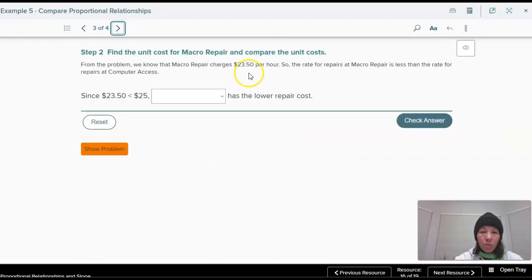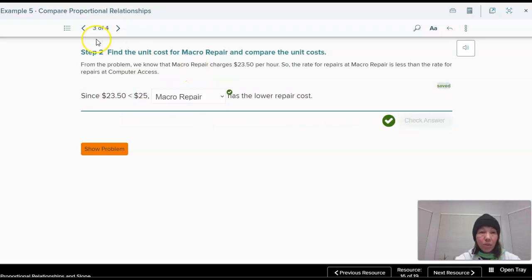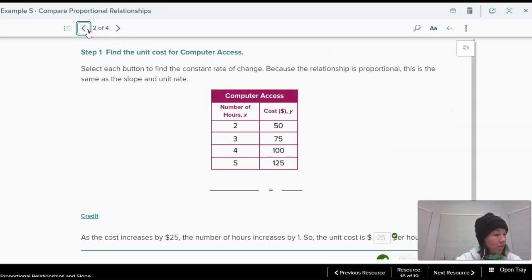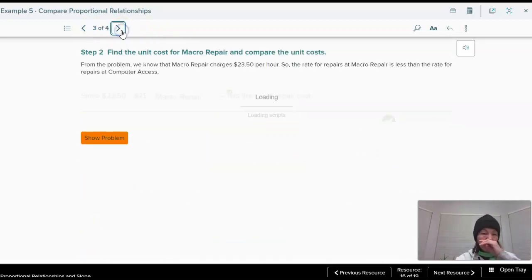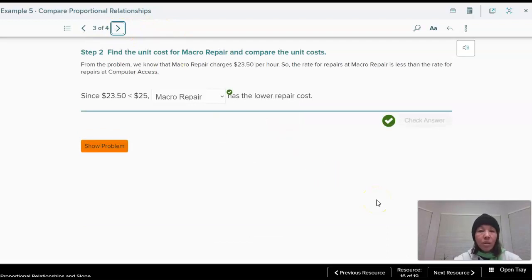We are given the unit cost for this company. We're just told outright that they charge $23 per hour. So since 23 is less than 25, then Macro Repair has the lowest cost. But, oh no, okay. Yeah, that was step 2. Sorry, I was reading that wrong.